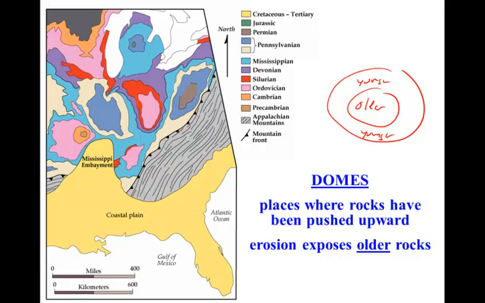How many domes can you find on this map? Well, this is a dome. This dome is called the Ozark Dome. It's located in southern Missouri. We can find that we have old Precambrian rock in the middle, surrounded by younger Cambrian, Ordovician, and even Mississippian rock.